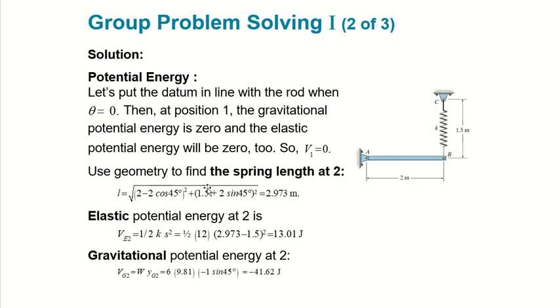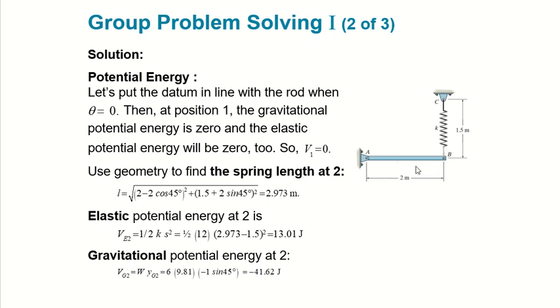So potential energy, we do the same thing for the spring. Your length is 2, so we'll have to find. Because at position 1, your gravitational potential energy is 0, because there is no height. At position 1, which is this, the elastic potential is going to be 0 because it's unstretched. So V1, the potential energy for position 1, is 0.